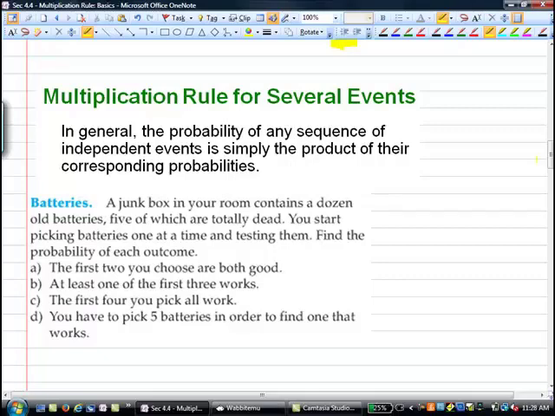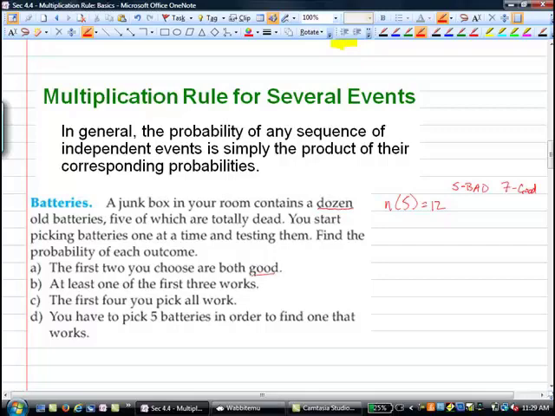Let's see if we can do this example now. It says a junk box in your room contains a dozen old batteries, 5 of which are totally dead. You start picking batteries one at a time and testing them. Find the probability for each of the outcomes. So how many batteries do you have in your drawer? So the number of elements in our sample space is 12. We have 5 bad batteries and 7 good. In part A, the probability that the first 2 you choose are both good.